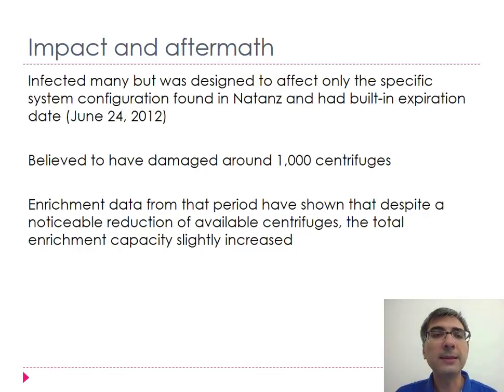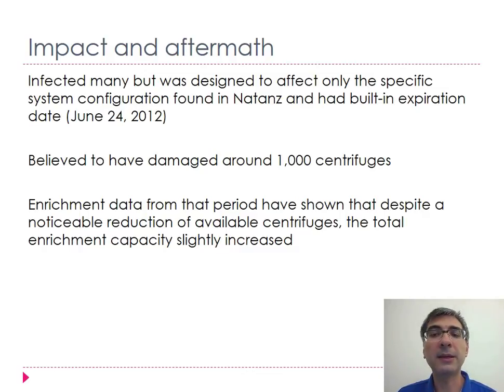So the impact of Stuxnet is that it infected many of the centrifuges. It is believed it has damaged around 1,000 of them. Interestingly, it was designed to affect only the very specific system configuration in Natanz. So even if it affected other kinds of PLCs, it would not have the same impact. It had this impact because it was configured specifically for Natanz, so the designers of this malware knew exactly the kind of configuration there, and they knew exactly how they would affect it, how they would rotate it, how they would affect its health by rotating at different speeds.